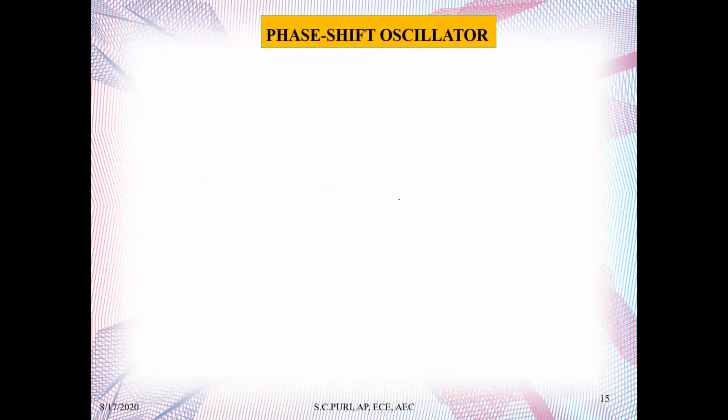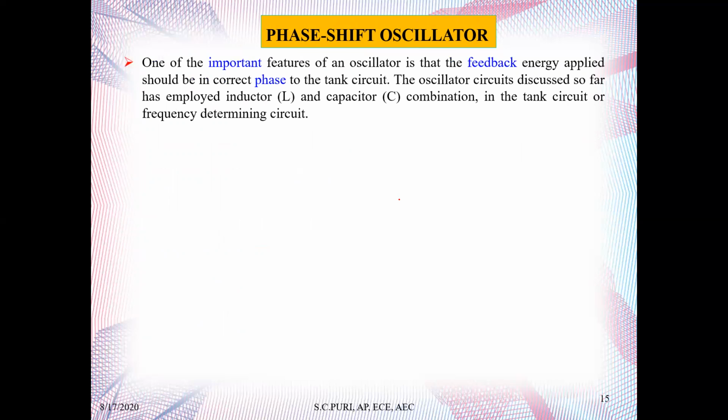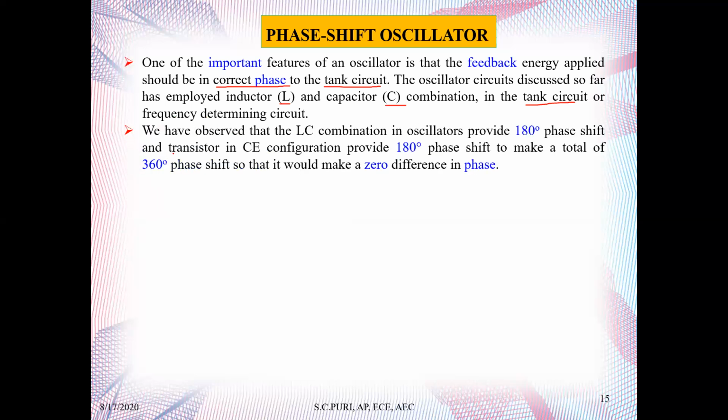Now coming to phase shift oscillator. One of the important features of an oscillator is that the feedback energy applied should be in correct phase to the tank circuit. The oscillator circuits discussed so far have employed an inductor L and capacitor C combination in the tank circuit or frequency determining circuit. We have observed that the LC combination in the oscillator provides 180 degree phase shift, and the transistor in common emitter configuration provides 180 degree phase shift, to make a total of 360 degree phase shift, so that it becomes a zero difference in phase.